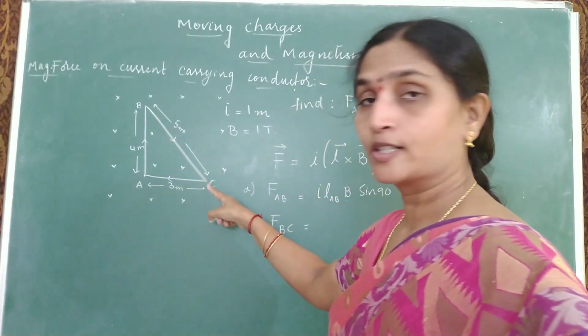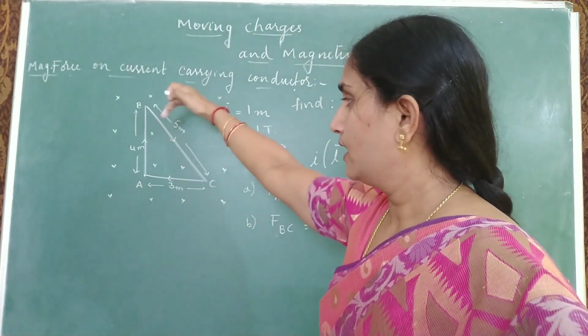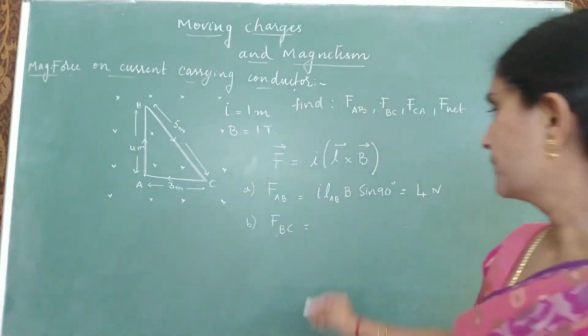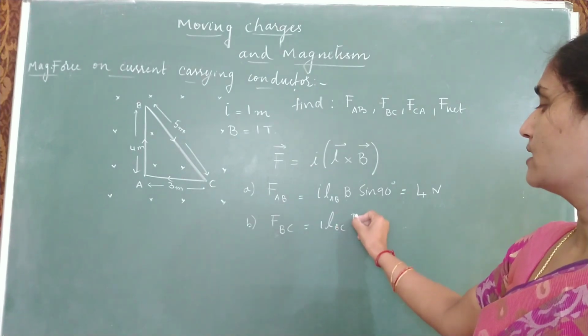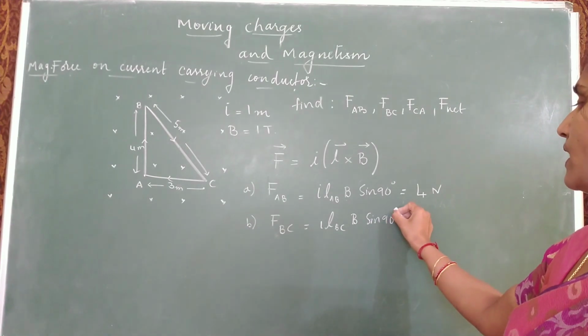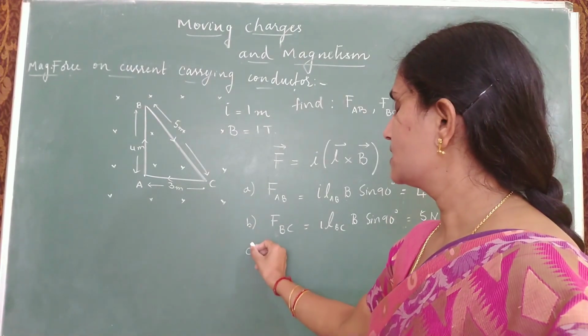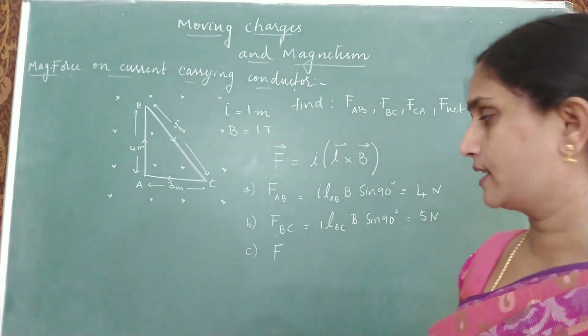This is your conductor BC. Again, it is perpendicular to the magnetic field. Length of the conductor: the conductor is in the plane of the board, and the field is perpendicular. So I into length of BC into magnetic field, again sine 90. The answer comes out to be 5 Newton. I am calculating the magnitudes; directions will be indicated in the diagram.